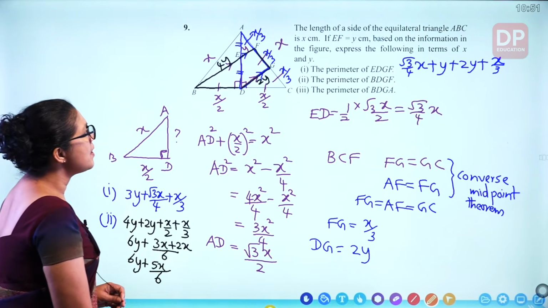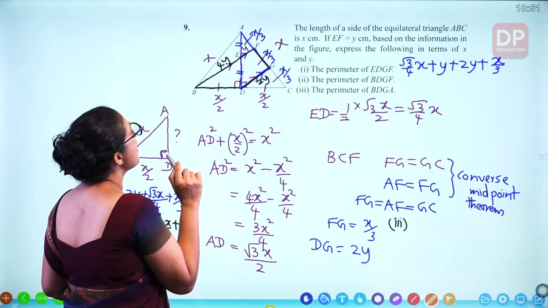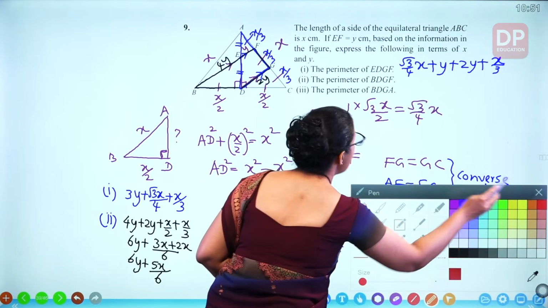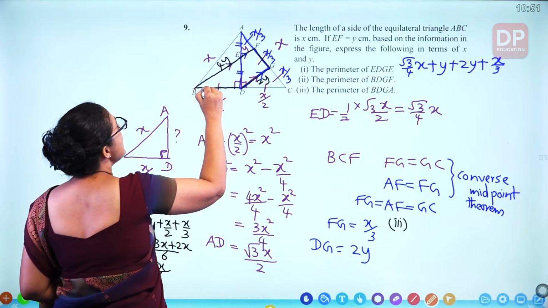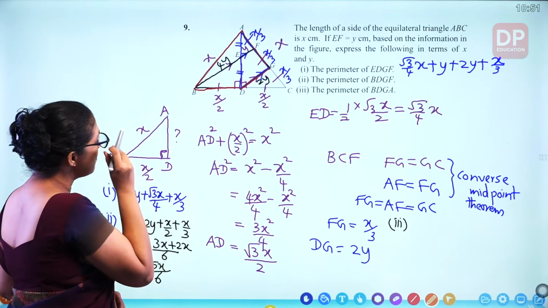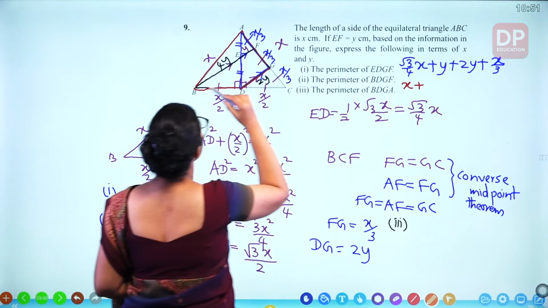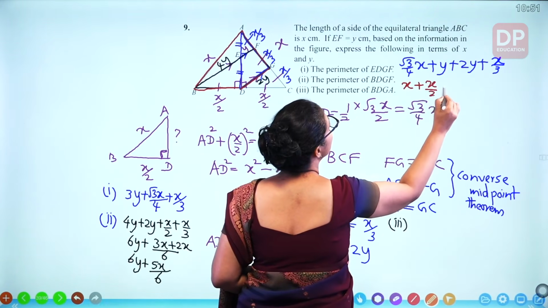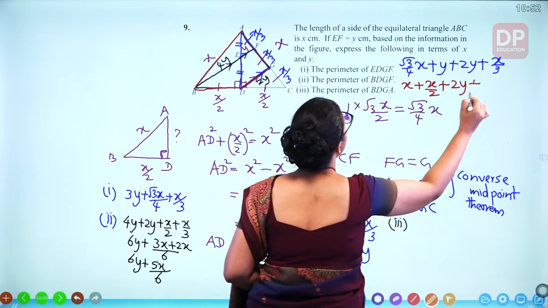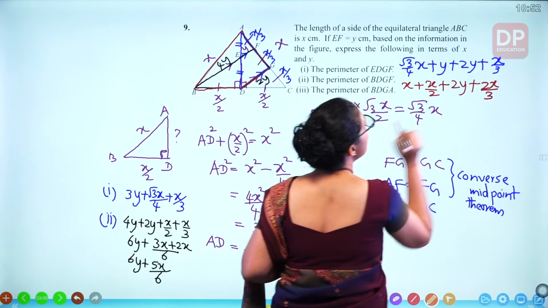Now, the third part, perimeter of BDGA. So, the bigger length. We'll take red color. BDGA now. This one. So, what's the perimeter? We have x over 2. This is 2y. And what is this length? x over 3 plus x over 3? 2x over 3. Now, add all together.